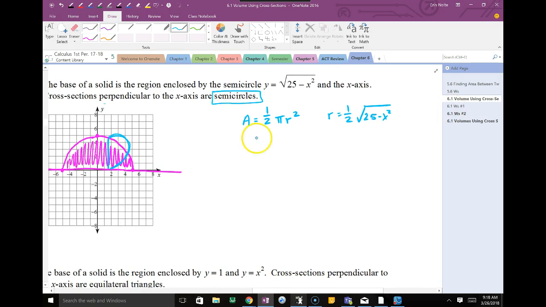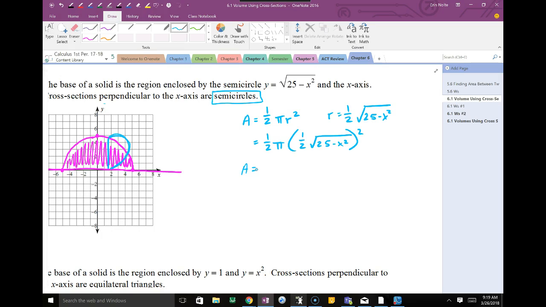Okay, so if I plug that into my area equation, we're going to have 1/2 times pi times 1/2 times the square root of 25 minus x squared, all squared. So you've got to be really careful of your parentheses here. Do you guys want to simplify this? Let's simplify it just for funsies, because this is not incredibly hard. This is good practice for us.